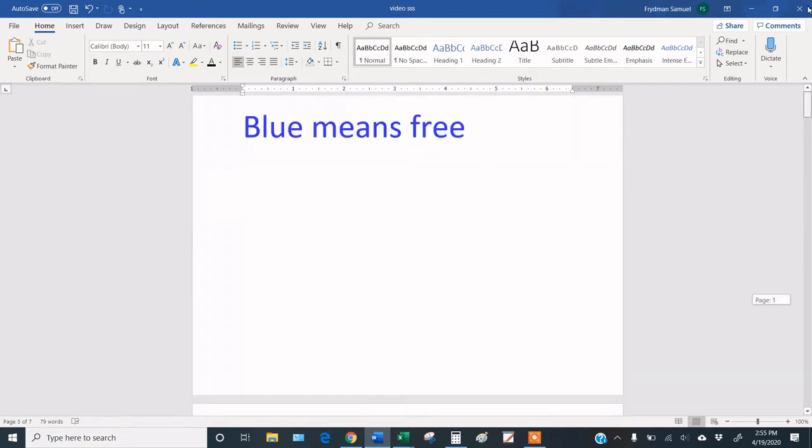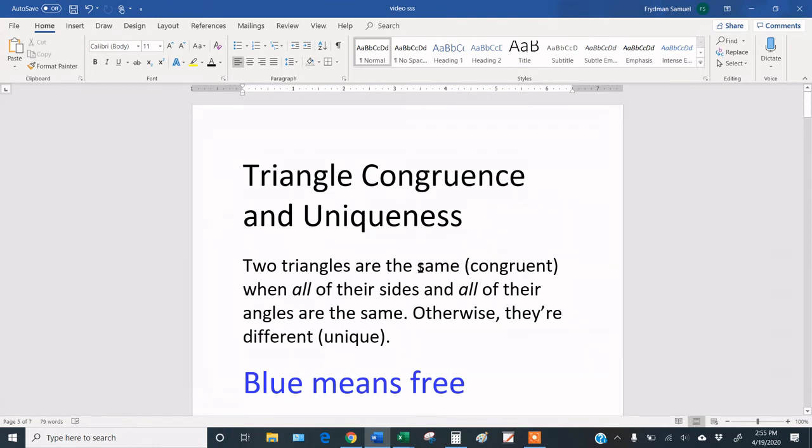Okay, remember, in order for triangles to be the same, then all of their sides and all of their angles must be the same. Otherwise, they're different.